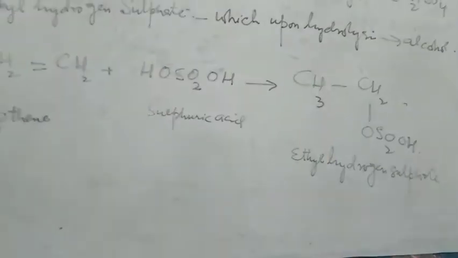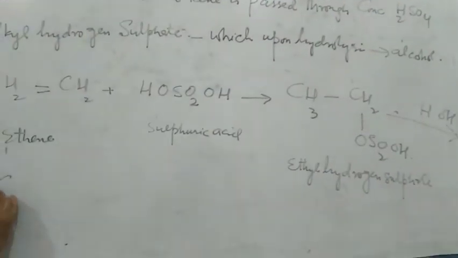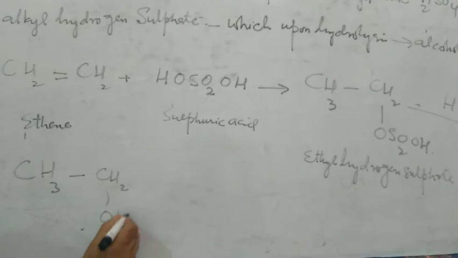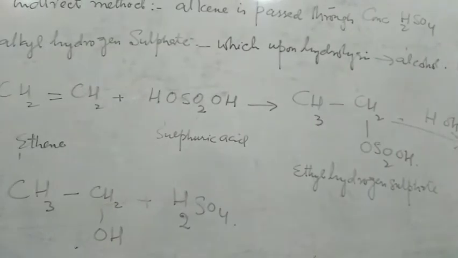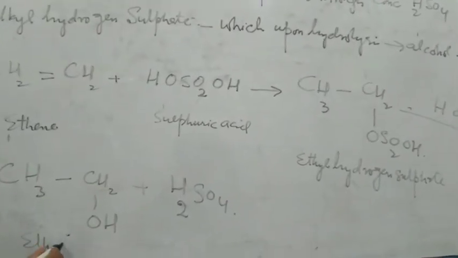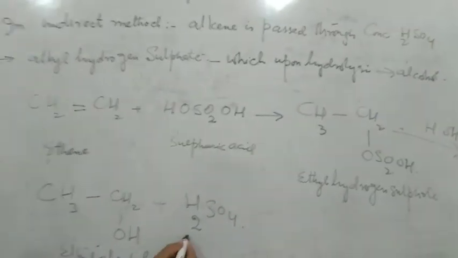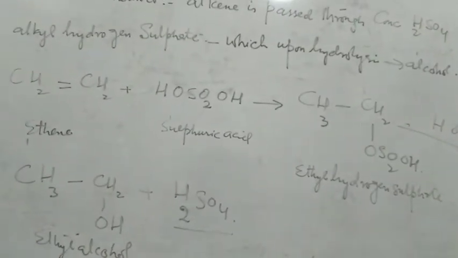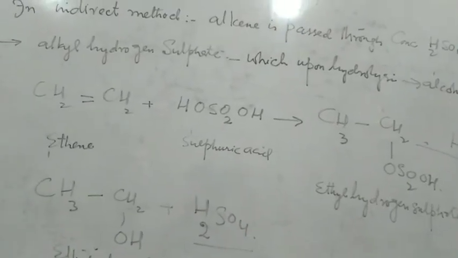इथाइल हाइड्रोजन सल्फेट, अगर इसको हम हाइड्रोलिसिस करें, upon hydrolysis with water, it will yield monohydric alcohol, that is CH3CH2OH, प्लस H2SO4, यानी सल्फ्यूरिक एसिड आपका वापस आ गया. This is ethyl alcohol, and sulfuric acid comes back. So this is the preparation of alcohol by indirect method. यहाँ पर हमने लिया था the symmetrical alkene.